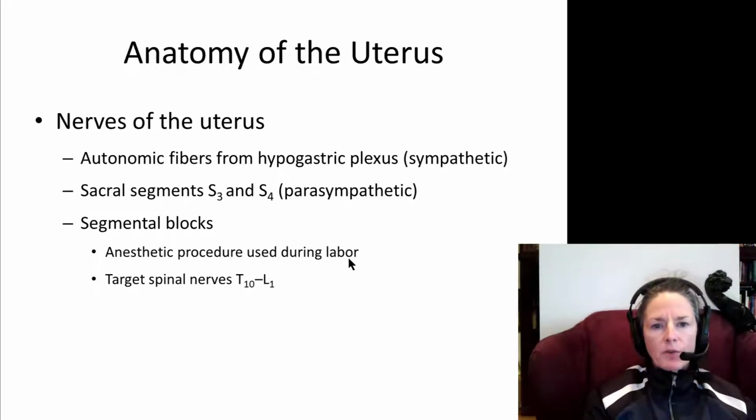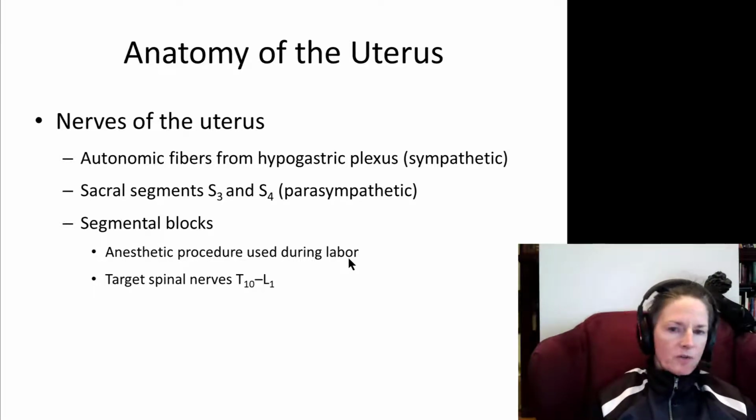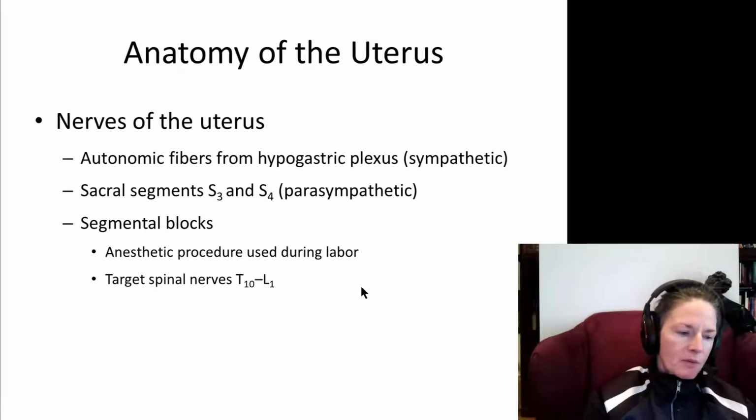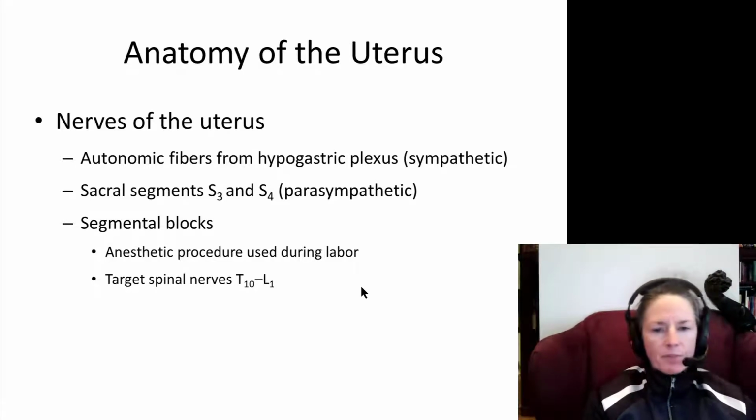All right, so we've got several nerves of the uterus. A lot of them are coming from the hypogastric plexus of the sympathetic nervous system, and remember our parasympathetic nervous system. Those sacral segments 3 and 4 are going to supply the uterus for the parasympathetic division. I'm not going to talk too much about segmental blocks, the anesthetic procedure that can target spinal nerves T10 through L1. This is also known as an epidural sometimes because this will basically put the sensory sensation of this part of the body to sleep so that childbirth is not painful.